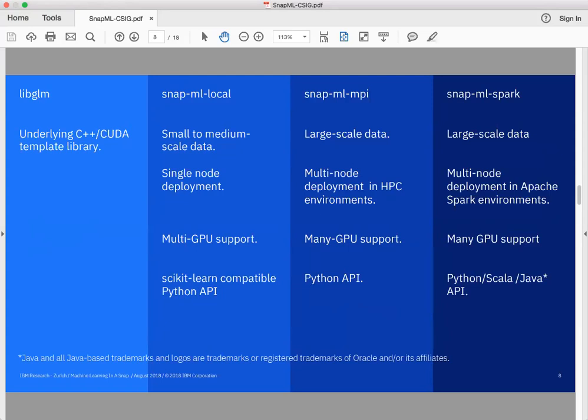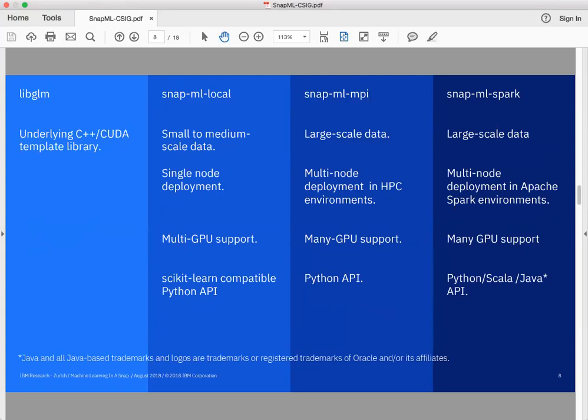MPI is a distributed programming framework, which is able to utilize very high performance hardware like InfiniBand. So it's very well suited to HPC-like environments where you have very high-end hardware. So this obviously can scale to as many GPUs as you have in the cluster.